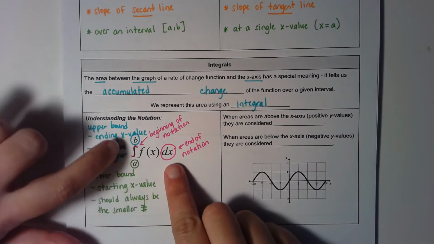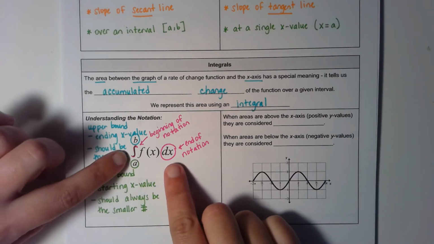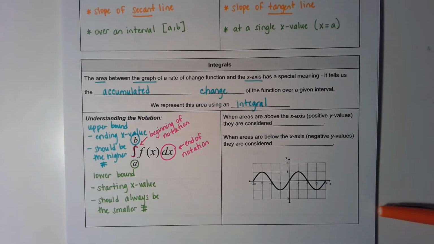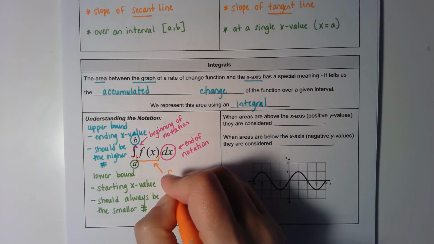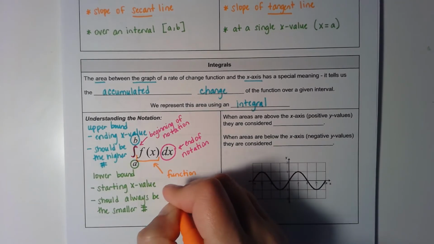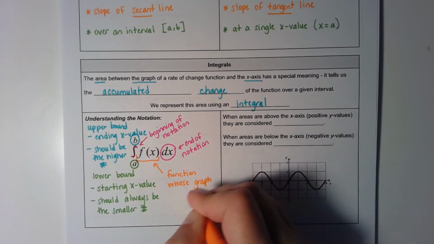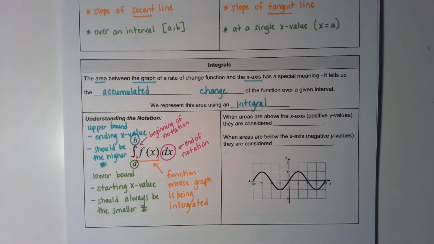I sometimes think about this like parentheses. You need a beginning and an end of your parentheses. It's kind of the same thing. Your integral is not complete until you have that dx at the end. The last piece of this notation is f of x. This is going to be the function whose graph you're looking at. So in other words, it's telling you, hey, graph this function and find the area between it and the x-axis, starting from your lower bound and ending at your upper bound.